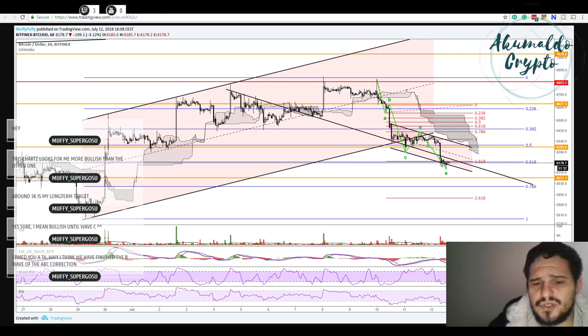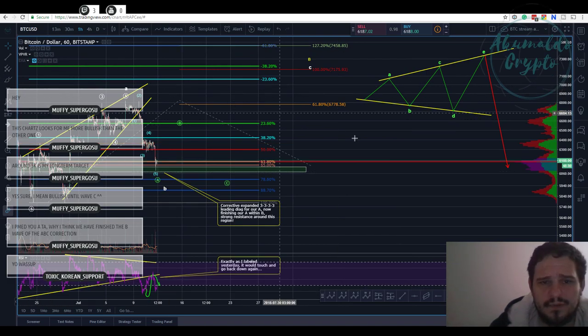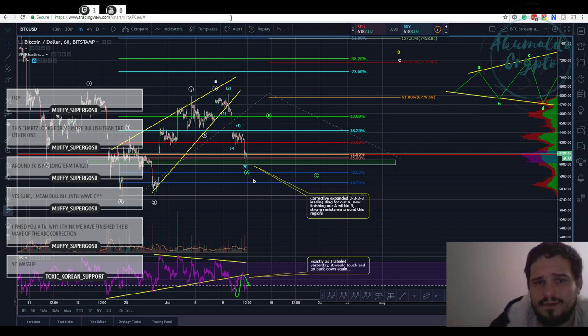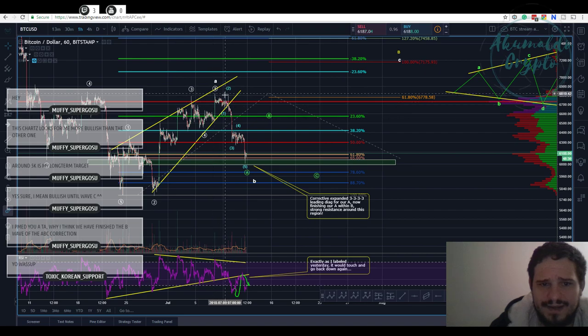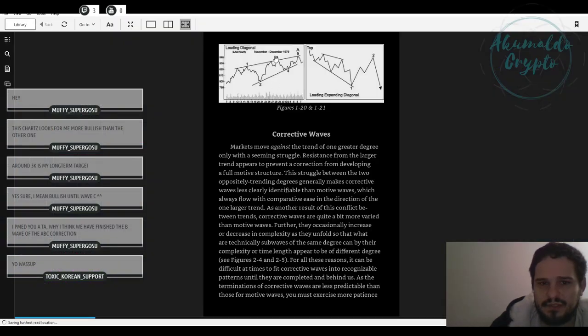I can show you in the book, but I need to find exactly where it is in the book. But A, B, C, D, E is a triangle pattern. Okay? It's a corrective pattern. First of all, it's a corrective pattern. And this can be a motive. This is characteristic, right? Waves have personality. This is 1, 2, 3, 4, 5. This is a motive impulse wave, not a corrective wave. Of course, this is part of the corrective wave of this wave here, which I call the leading diagonal, expanded leading diagonal, like we have here in the book.